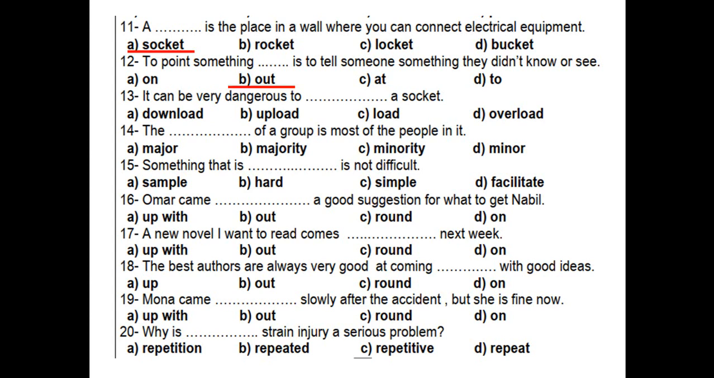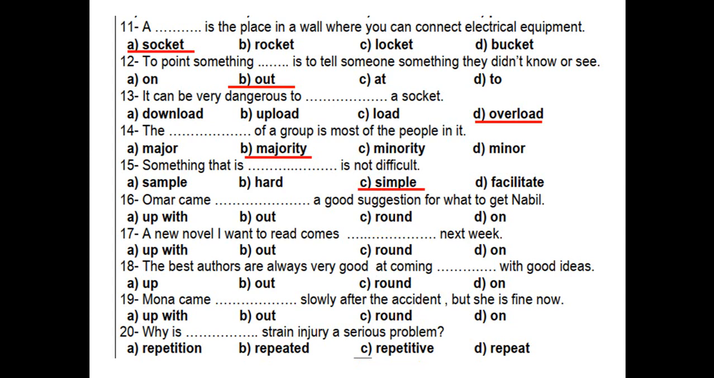Number 13. It can be very dangerous to space a socket. Download, upload, load, overload. The right answer is overload. Number 14. The space of a group is most of the people in it. The major, the majority, the minority, the minor. The right answer is the majority. Number 15. Something that is space is not difficult. Sample, hard, simple, facilitate. Something that is simple.